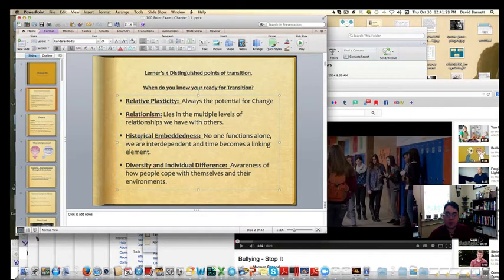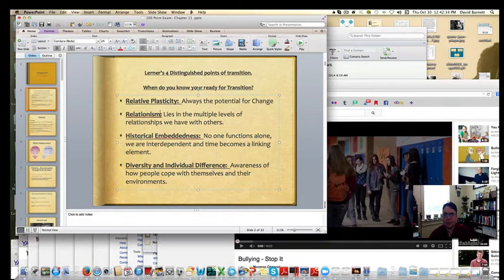Diversity and individual difference, awareness of how people cope with themselves and their environments. We get to a point in our lives when we can handle stress. Think about the first day of class when you're like, oh, I don't know if I can handle all this, or the first game that you're at and you're like, I don't think I can do this, or I'm nervous, and all these fears are going through your mind, and then you eventually become aware and you learn how to cope with stress, and you learn how to cope with test anxiety as a student, and you transition into a different place.